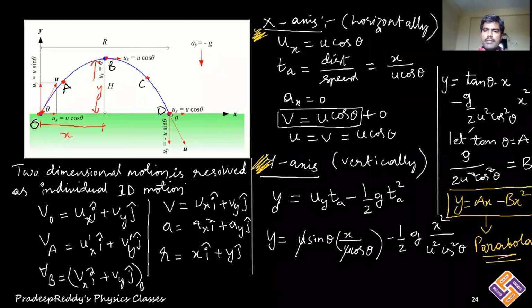A is constant, which is tan theta, and b is also constant. In b, g is 9.8, and u cos theta, that is initial velocity along horizontal, does not change. So b is also constant. A and b are constants here. So finally you can write y is equal to ax minus bx square, which is the equation representing a parabola. This states that the motion or path of the body which is being projected is a parabola.